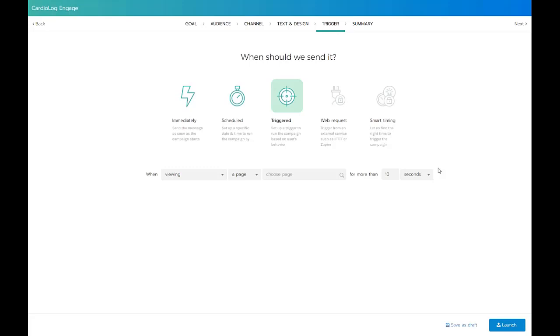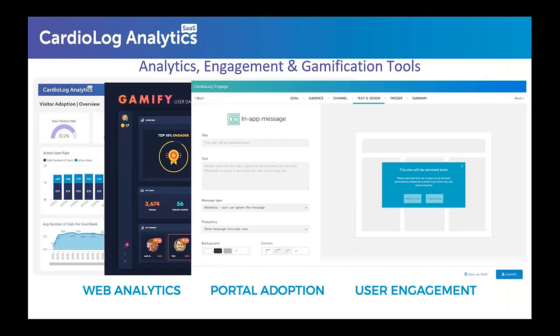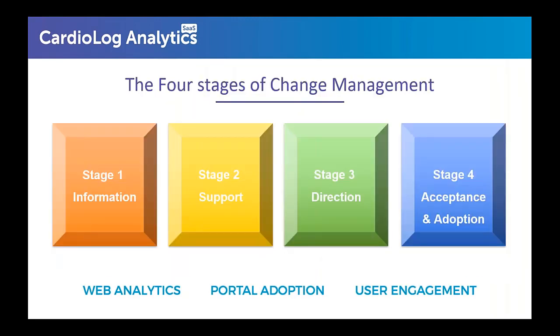So the idea is to constantly know what's going on in order to improve the drive of consumption and adoption in tools such as SharePoint or Teams. Now that you have seen some examples of how to use Cardiolog Engage to manage change and communicate with your employees during all stages of your migration to improve adoption, let's talk about the stages of change management.